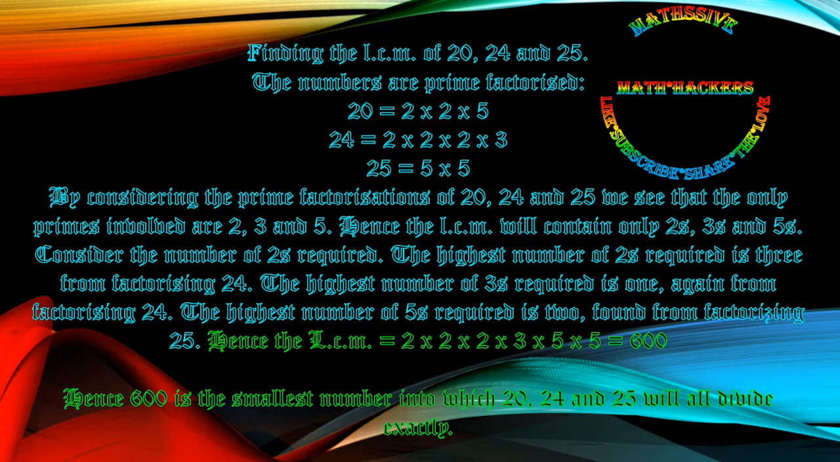The next step is to scan and identify where the highest number of 2s, 3s, and 5s occur. We can see that the highest number of 2s and 3s occurs in 24, so we list all the factors of 24 without repeating 2s from 20. Similarly, we just list 3. Next we consider 5, which occurs the most in 25, so we list it as is, without repeating 5 from 20. The LCM is 2 times 2 times 2 times 3 times 5 times 5, which is 600. Hence, 600 is the smallest number into which 20, 24, and 25 will all divide exactly.